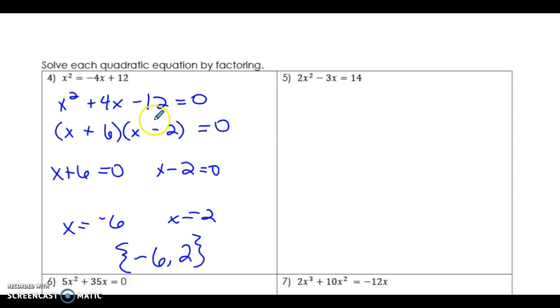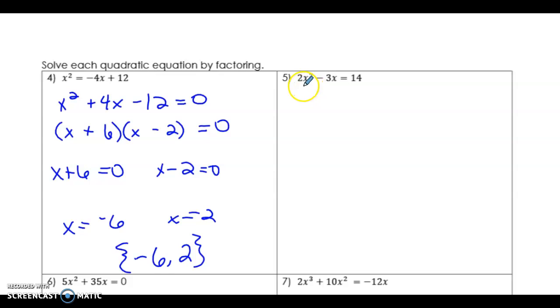All right, this one was multiply to be 12 again, but add or subtract to be 4, so it had to be 6 and 2. Okay, so then if your factors are x plus 6, your answer should be negative 6. X minus 2, your answer should be positive 2. So those would be your answers.